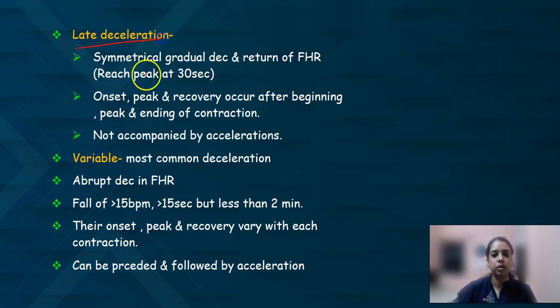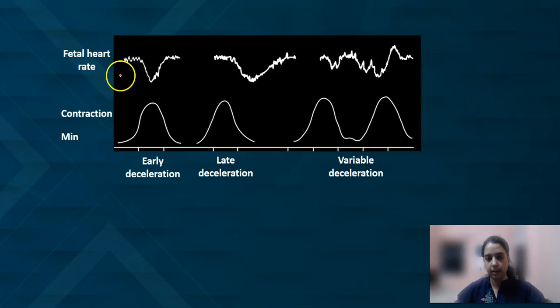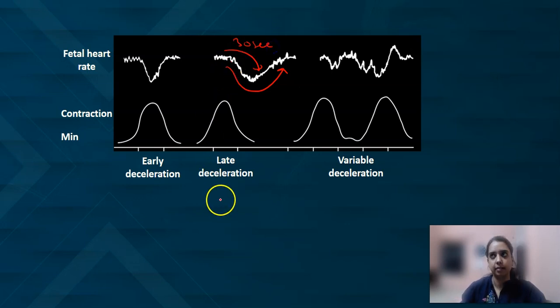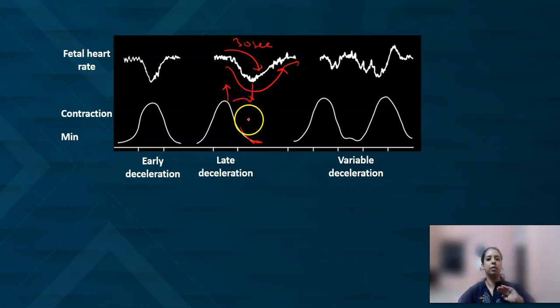Now what is late deceleration? See here, this symmetrical one is late deceleration. There is a gradual decrease and a gradual rise, and from the start to the peak, the duration is 30 seconds. In late deceleration, what is important is that they start after the contraction has started. They peak after the peak of the contraction has been attained, and they end once the contraction has ended. So they are following the contraction. They are not simultaneous with the contraction.